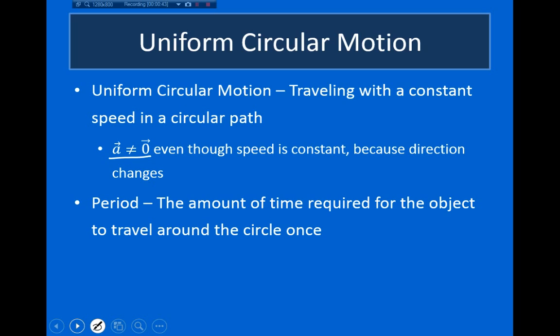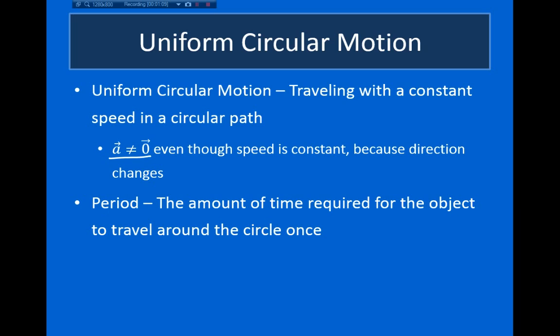The period of the object's motion is the amount of time it takes for the object to travel along a circular path one complete time. Now, obviously, the period of the object's motion is related to the speed that the object is traveling at. If an object is traveling faster, it can travel through its circular path in a shorter amount of time. So, the faster the object is moving, the shorter the period.